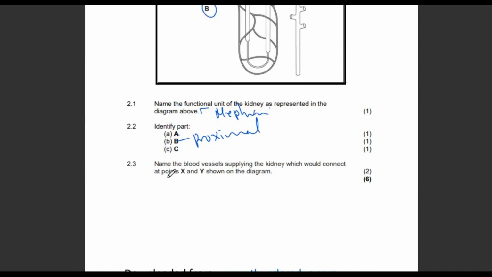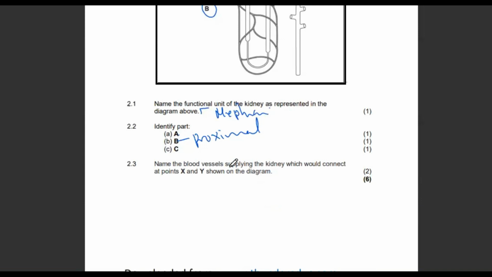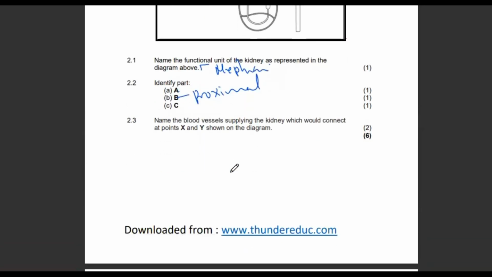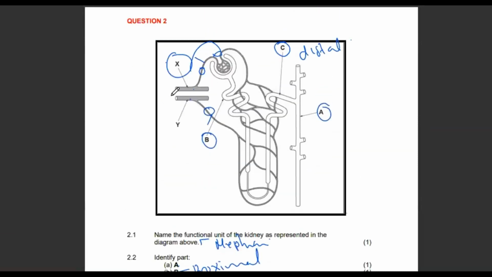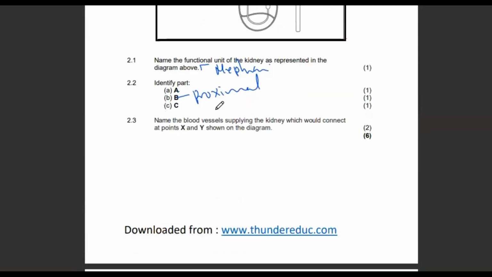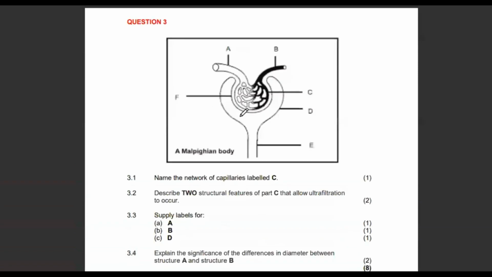Yes, then we got to name the blood vessel supplying the kidney which would connect at point X and Y. So we say the blood vessels are going to be the renal artery and the renal vein. So X is going to be the renal artery because it comes to the glomerulus, and then Y is going to be the renal vein. So I think this question is also done. Then we go to the next question.